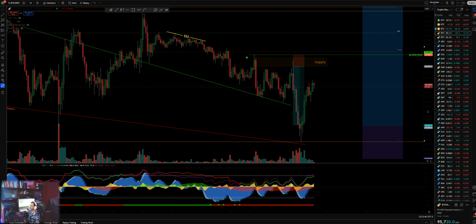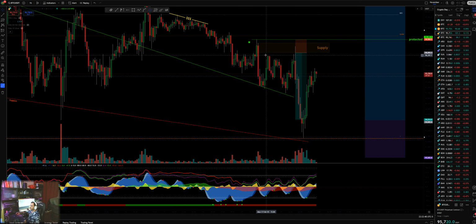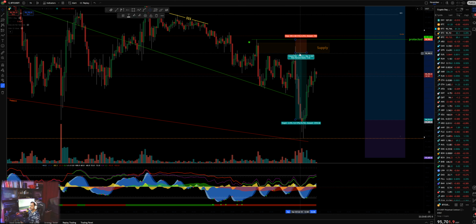So we can see here, yeah, we had the hourly bull div and all that, and smaller time frame bull divs. That's why we took that long there. And then even on these shorts, we had some bear divs as well. So you have reasons for both ways. It's all respective and relevant.